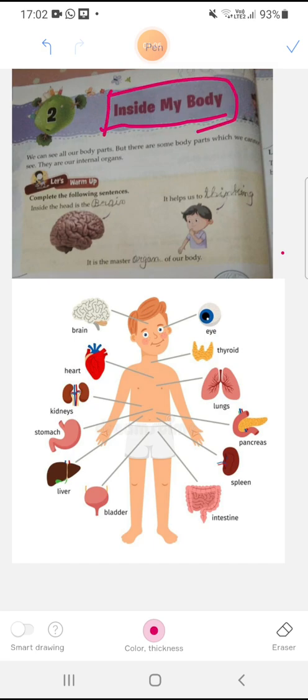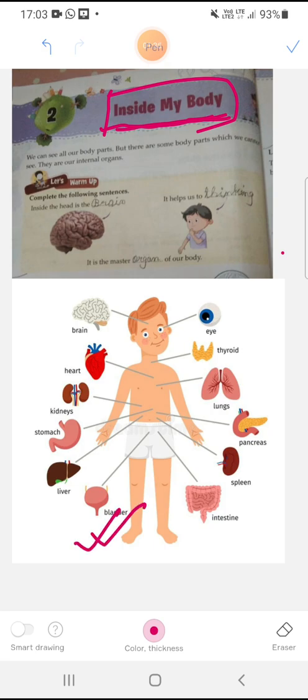Inside my body, that is inside your body or my body or everyone's. In the previous chapter we learned about the organs that we can see with our eyes, but some of the organs of our body cannot be seen from outside. Suppose, see here, I have kept a picture for you.